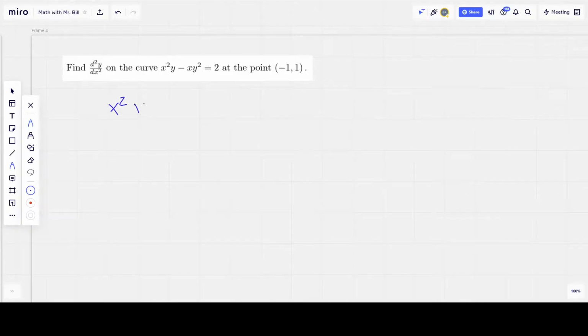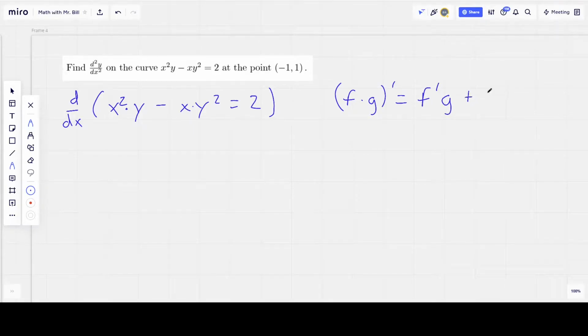So we've got x squared y minus xy squared equals 2. And we're asked to find the derivative of this with respect to x. So the first thing we're going to do is treat each of these terms as a product rule. The product rule is if you've got two different functions being multiplied together, it's the derivative of the first times the second plus the first times the derivative of the second.